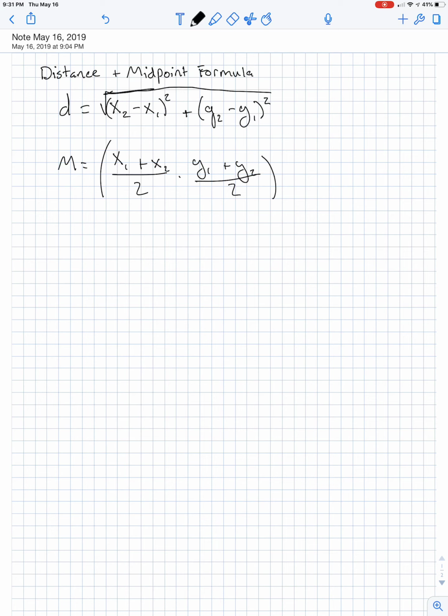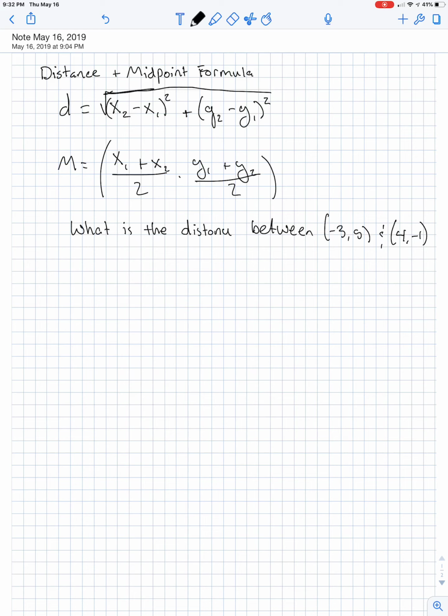Alright, so how do you apply the distance formula? So here, we'll get an example. What is the distance between, so we're going to get 2 points. Let's do -3, 5 and 4, -1.